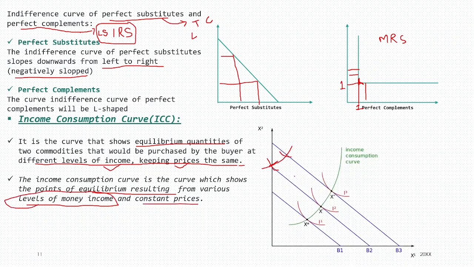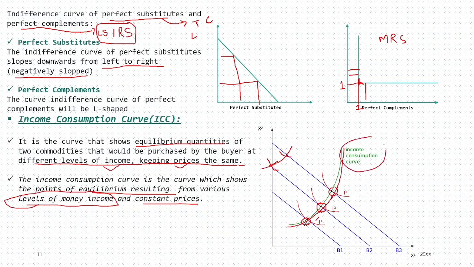So this is the income consumption curve. This is budget 1, budget 2, budget 3, and then we have indifference curve 1. From indifference curve 1 and budget 1 we get equilibrium 1. Then from budget 2 and indifference curve 2 we get equilibrium 2, then equilibrium 3, and when we match all these points we get the income consumption curve.